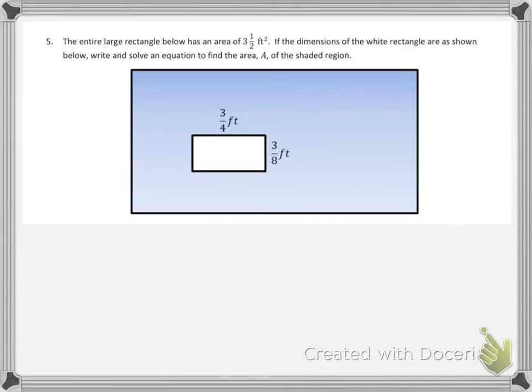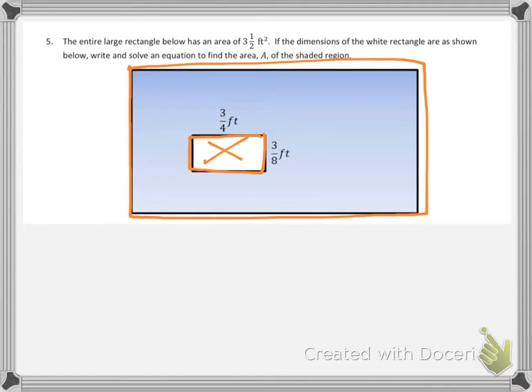Nice. Okay, number 5. The entire large rectangle below has an area of 3.5 square feet. If the dimensions of the white rectangle are as shown below, write and solve an equation to find the area of the shaded region. So if the entire area is this, and I can find the area of the white section there, if I took the entire area and subtracted out the white area, that would leave me with the shaded area, which is what I want.